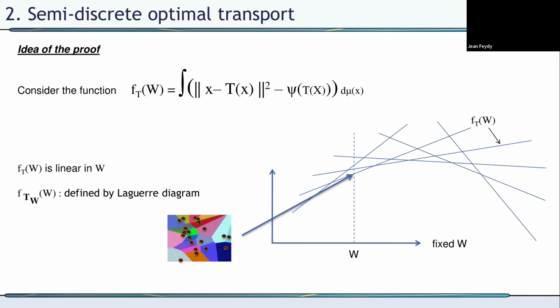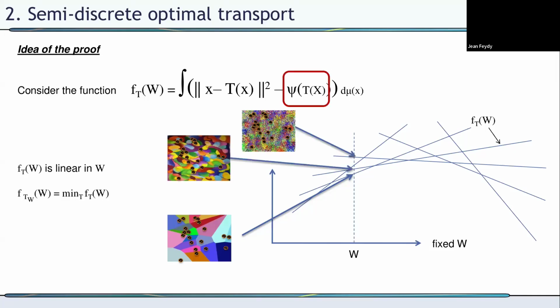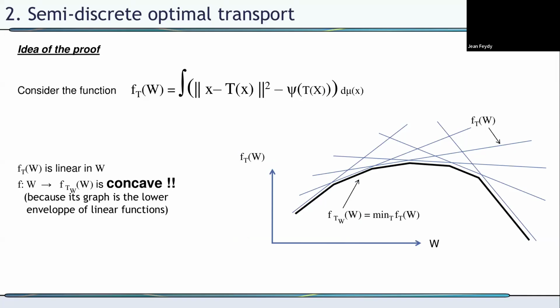And this is a very simple geometric argument. The function we are considering corresponds to F_{T_w} of w, so this is the lower envelope of a family of linear functions. So it's a concave function. So we know it's concave, so there is a unique maximum. Excellent news for us. Okay, so the graph looks like that.